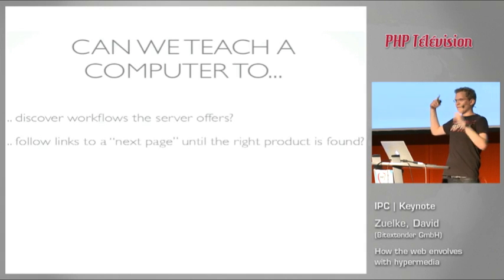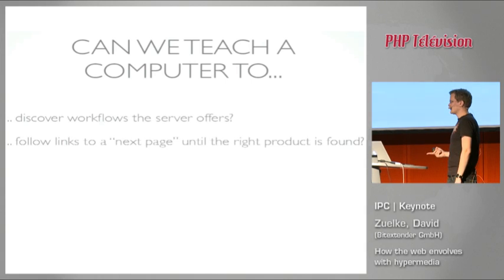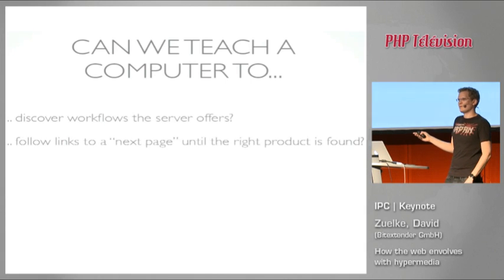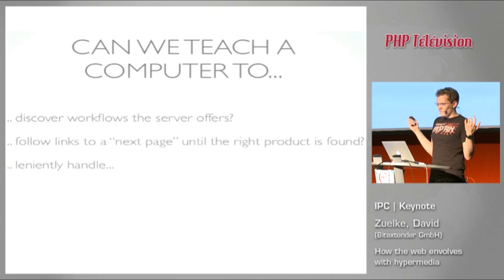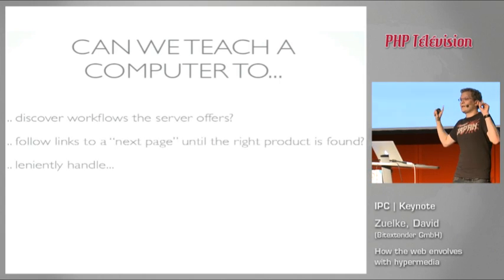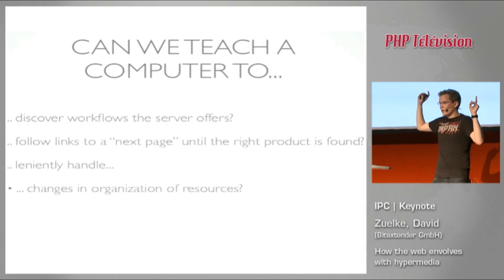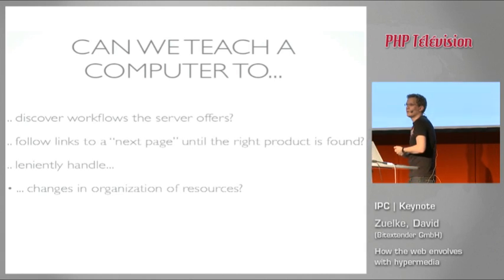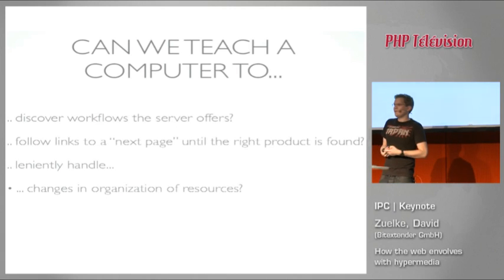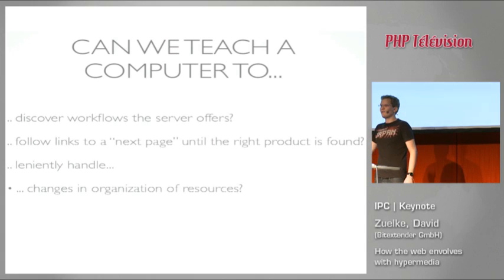Can we follow links on the next page until we have the product we want? Just paginate through 20 results at a time? Can we maybe handle, without breaking, and that's the key, a change in how the resources are laid out? Maybe Amazon decides to not sell DVDs anymore directly. They outsource that to their LoveFilm subsidiary.